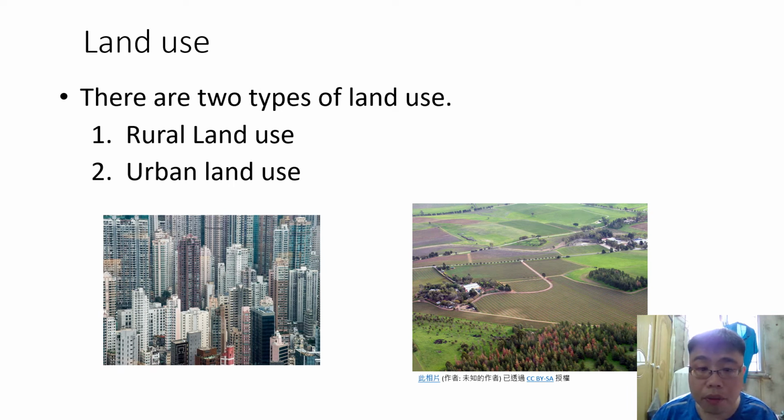There are two types of land use. The first type is rural land use. And in rural areas, you can see farms, mountains, and trees. And the second type of land use is urban land use. And in urban areas, you can see tall buildings, such as commercial buildings and other institutional buildings like police stations.